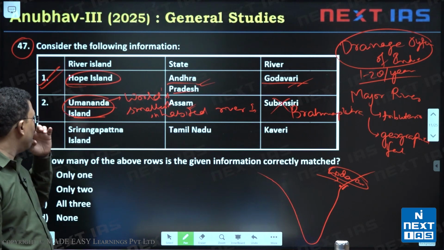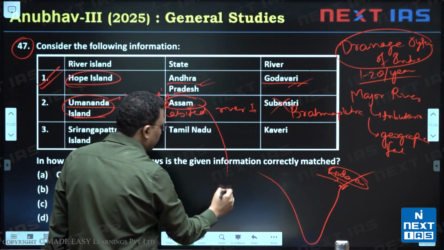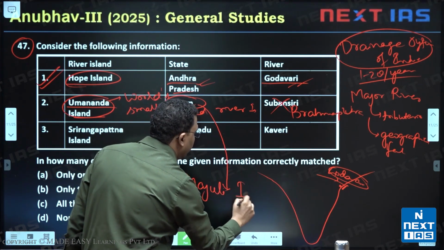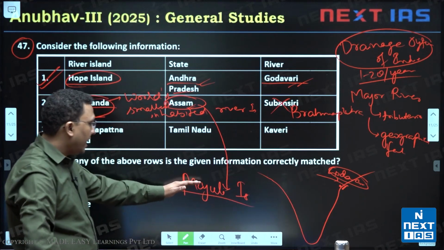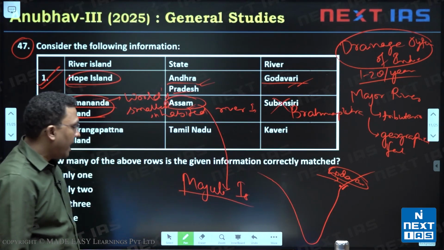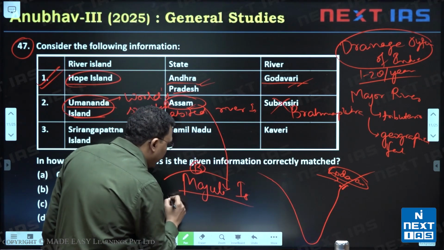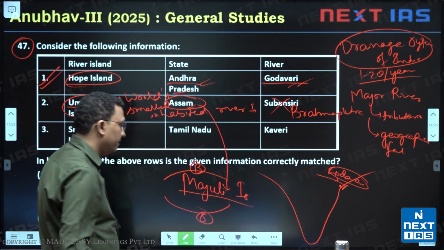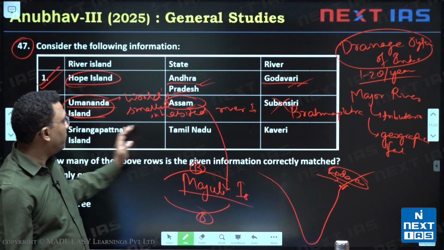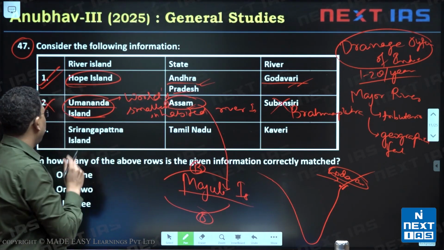And related to Umananda and Assam, there is one more island that is very famous, that is Majuli Island. This is also located in Assam, and this is famous because this is world's largest river island, right? And this island has been formed by Brahmaputra on one side and Subansiri on other side, right? So this island has been formed by two rivers. Umananda has been formed by Brahmaputra alone, right? So that means second is not correctly matched.